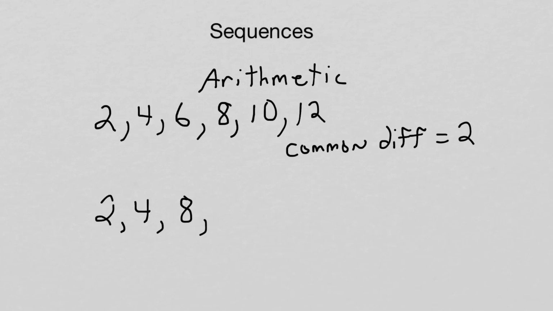All right, look at this one on the bottom. It's a little different: 2, 4, 8. We're not adding 2 each time. Something different's going on. We're multiplying by 2. 2 times 2 is 4. 4 times 2 is 8. So 8 times 2 is going to be 16. 16 times 2 is going to be 32. This one is geometric.